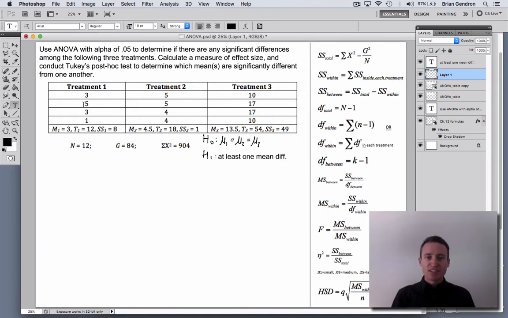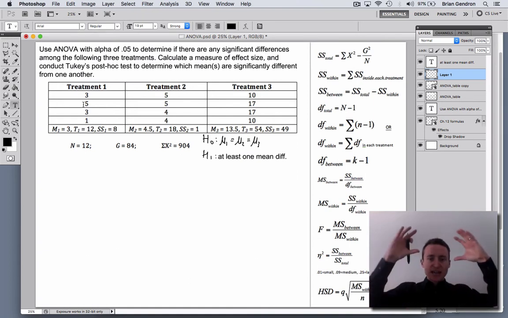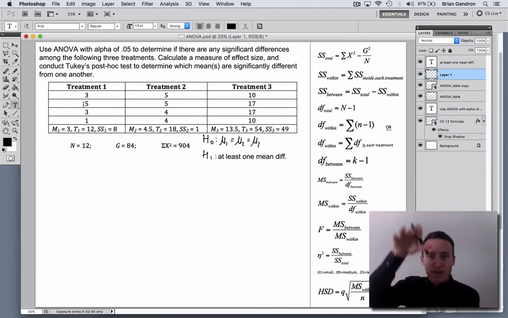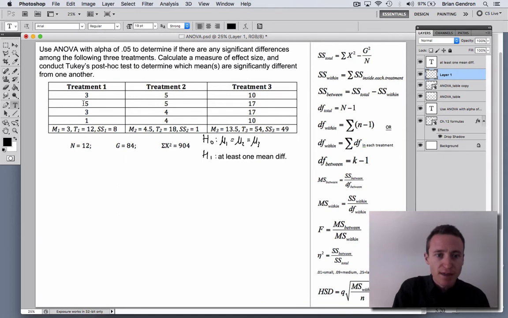They didn't all have the same score. But we're going to take that total variance and essentially break it up into two kinds: the kind that goes between groups and the kind that goes within groups. So here's what I mean by that.